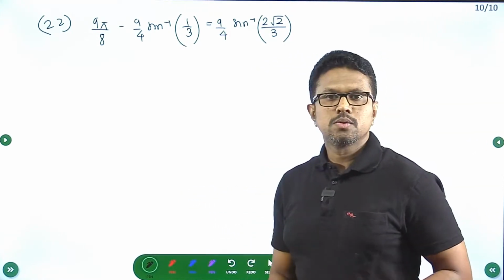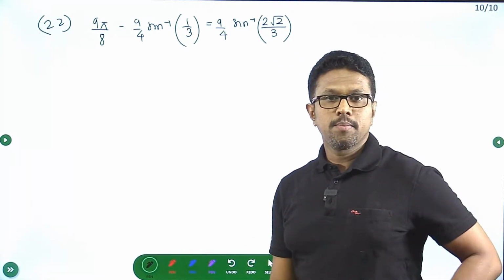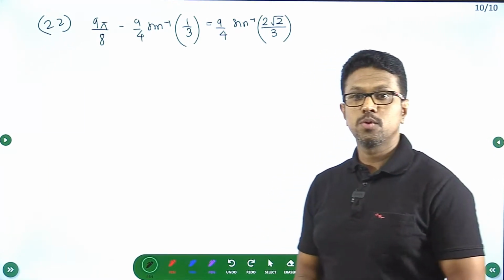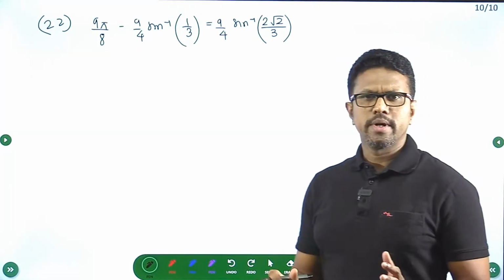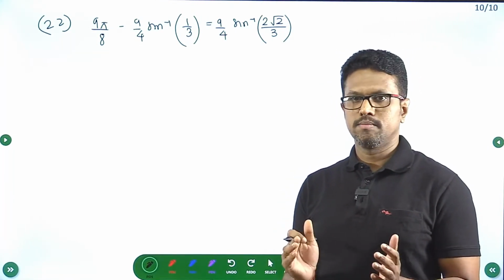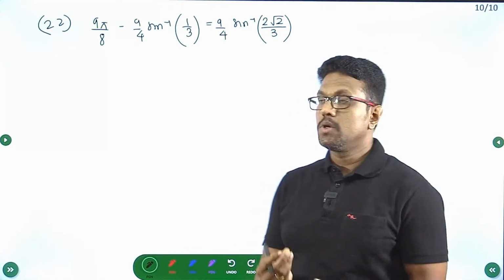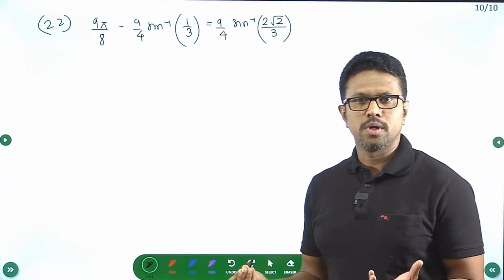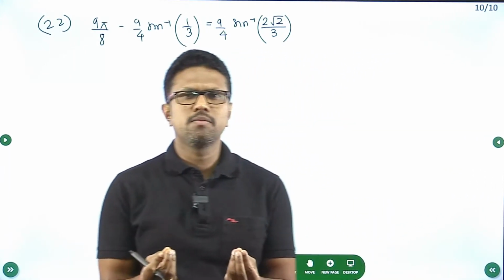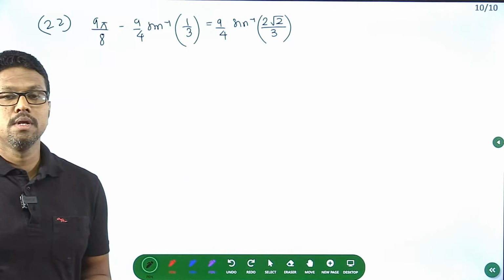So this is what we have to prove: 9 pi by 8 minus 9 by 4 sine inverse of 1 by 3 equal to 9 by 4 sine inverse of 2 root 2 by 3. Again, quite an easy question. First of all, what do we do, we will alter the question a little, modify it a bit. Because right now, of course, we can prove this, no doubt, but it will be a little difficult. So compared to that, we'll do what is much easier.